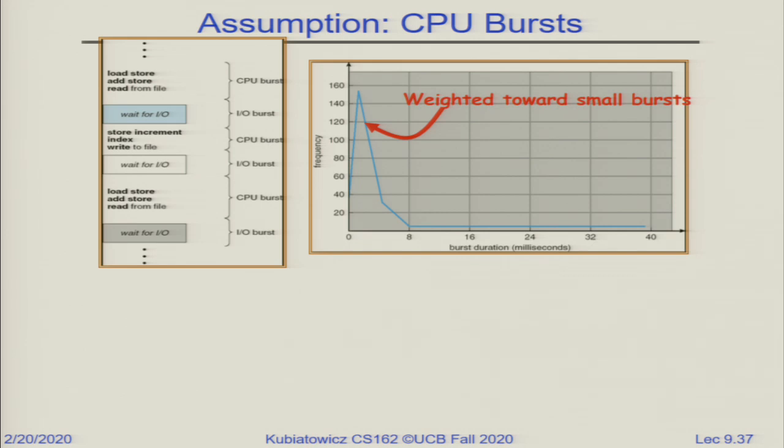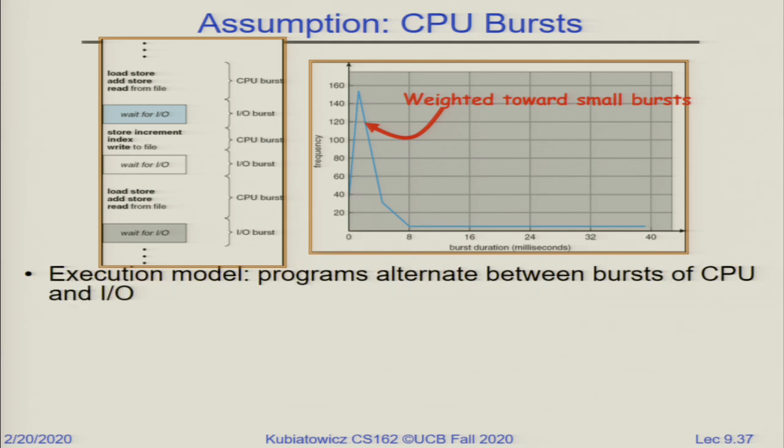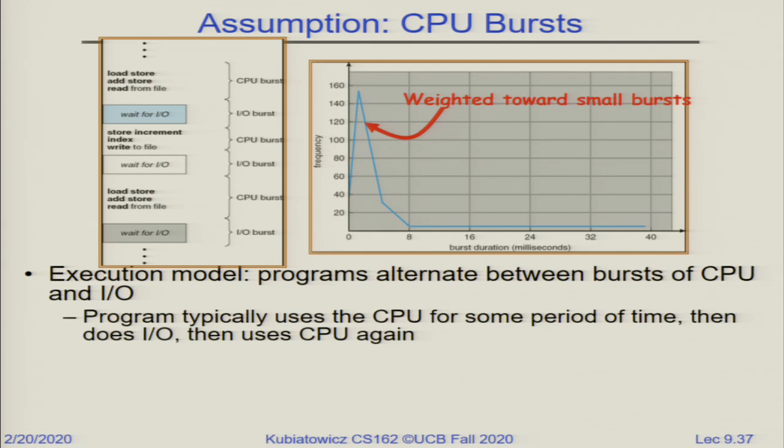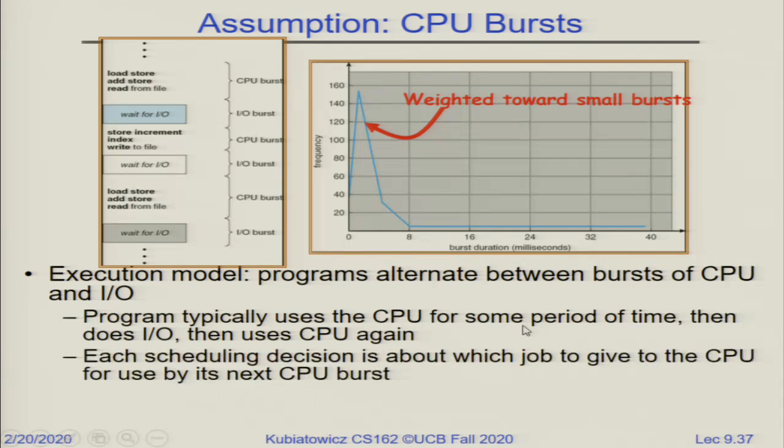So a lot of the I/O, which directly involves users, leads to extremely short burst periods. Whereas if I do long computations, like compute the first 100 digits of pi, I'm going to be out on the long tail. So an execution model here is that programs alternate between bursts of CPU and I/O, typically using the CPU for a short period of time, doing I/O, etc. Each scheduling decision is about which job to give the CPU to use for its next CPU burst.